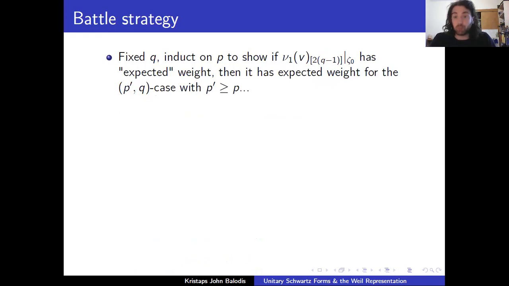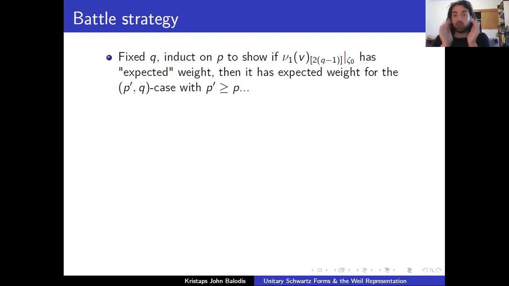Okay, so in the r equals 1 case, we have this form nu sub 1. And we're looking at it just in this specific degree 2 times q minus 1. And we're evaluating it at this certain point in the manifold. I explained this briefly last time. The idea is we can do induction.